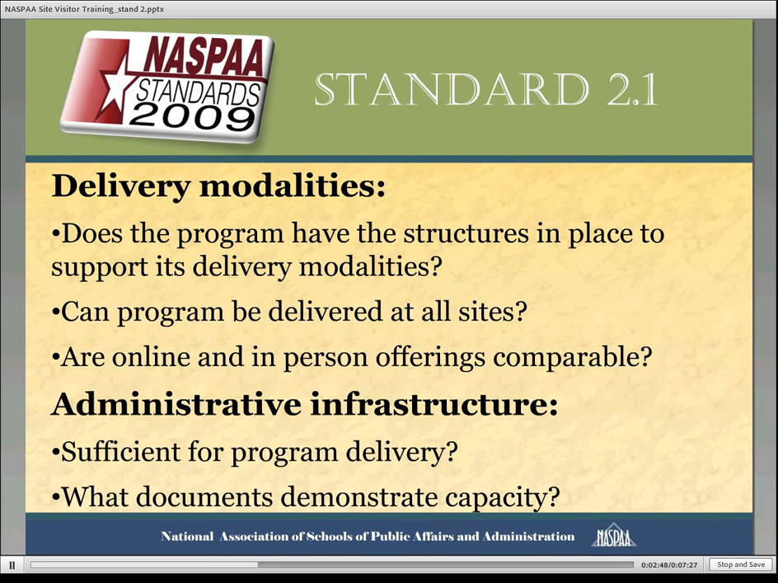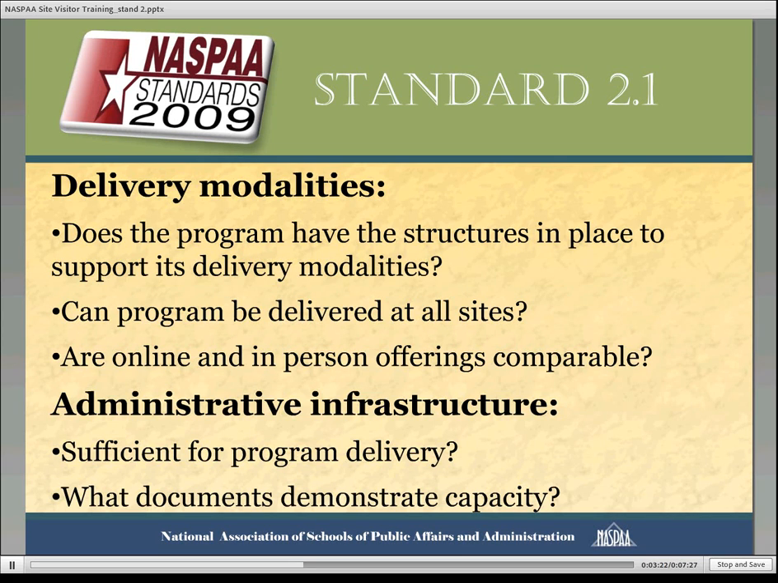The question before the site visit team and the program is whether or not the program is delivered well at all of these sites or delivery modalities that it's chosen, and whether or not the outcomes associated with the program, for both online or in person or at the different locations, are the same, or whether or not they're comparable. That is to say, can we identify that the program delivery in all of their different areas is the same as it is with its traditional format?